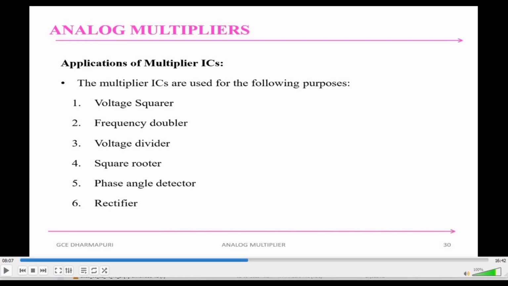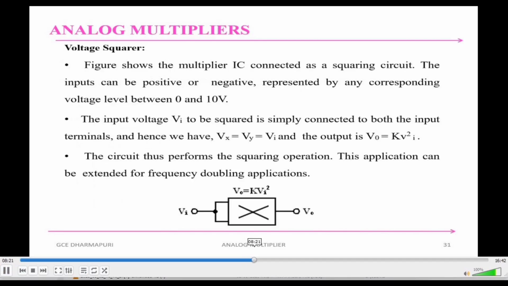In this video, we are going to discuss applications of multiplier ICs. The multiplier ICs are used for the following purposes: voltage squarer, frequency doubler, voltage divider, square rooter, phase angle reductors, and rectifiers. First, let us discuss the voltage squarer.